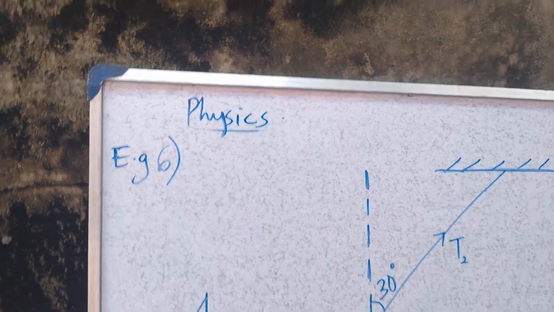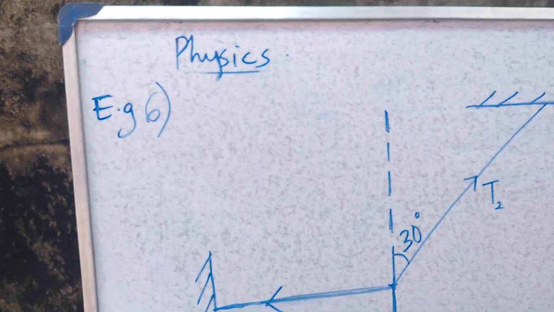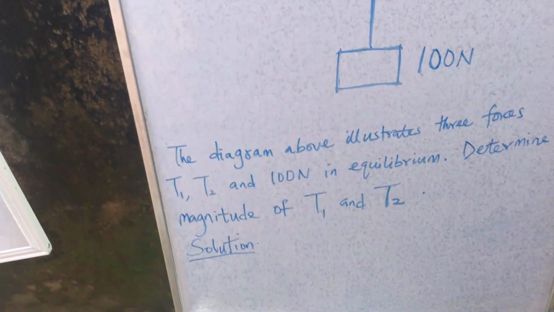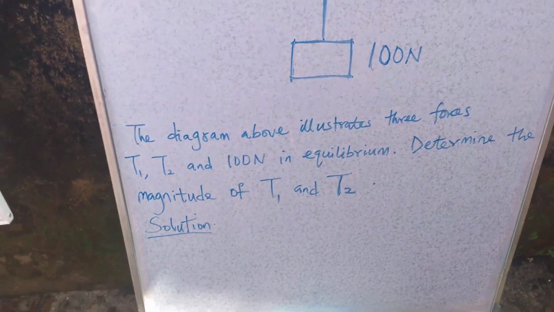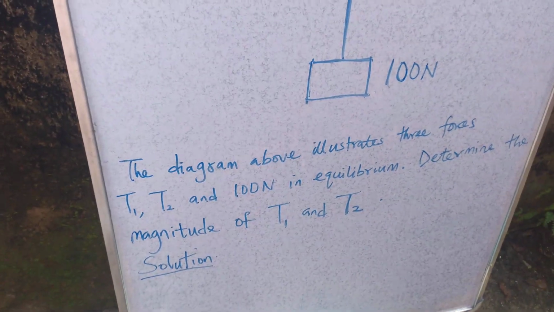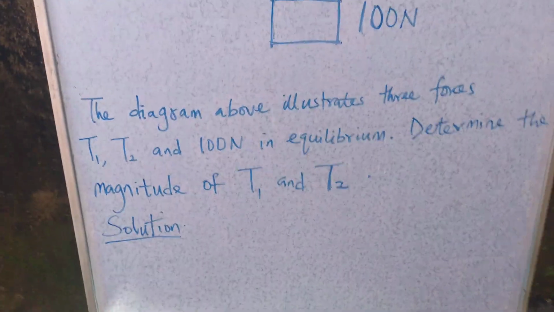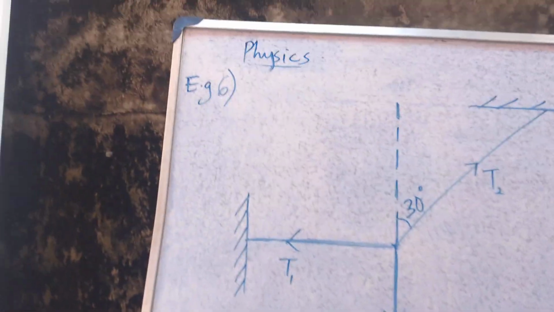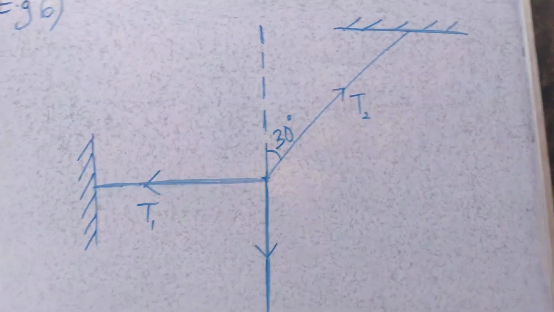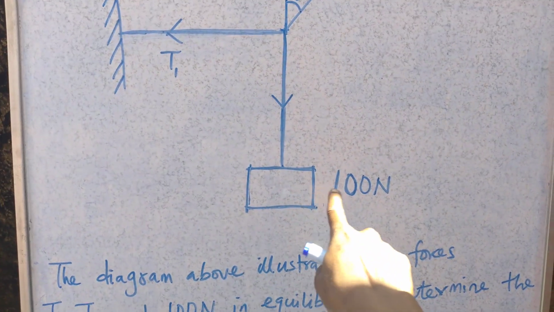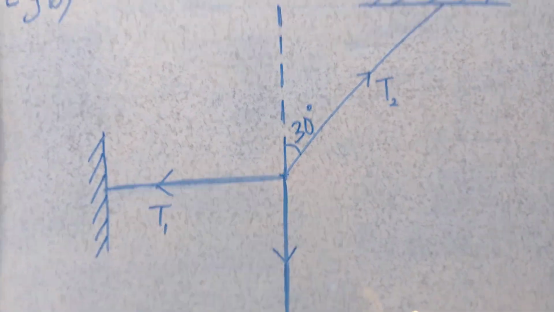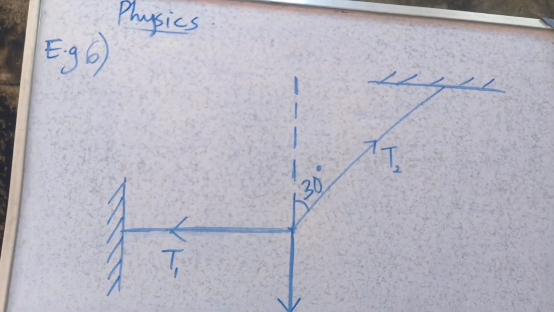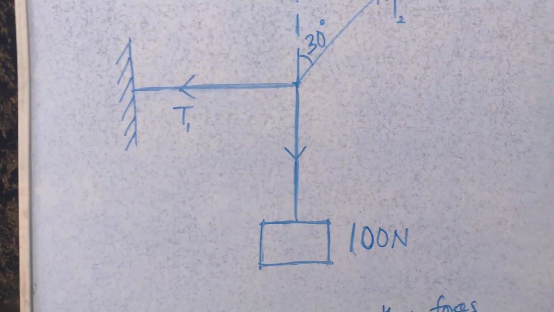Okay, alright, we have another question on the board. It says the diagram above illustrates 3 forces T1, T2 and 100 Newton in equilibrium. Determine the magnitude of T1 and T2. Okay, so this is the diagram. This shows us the body. The weight of that body is 100 Newton, and tension acting along this side is T2. Tension acting here is T1.